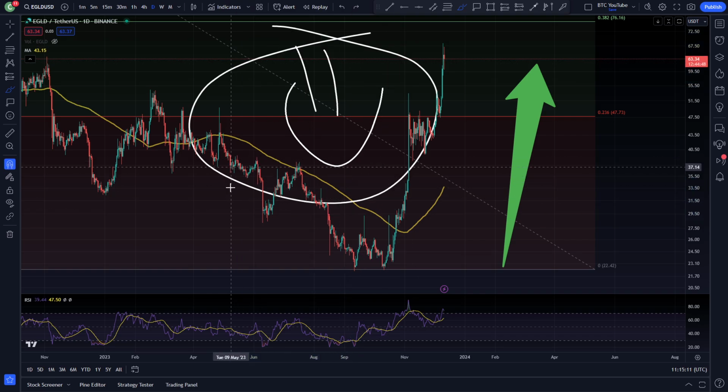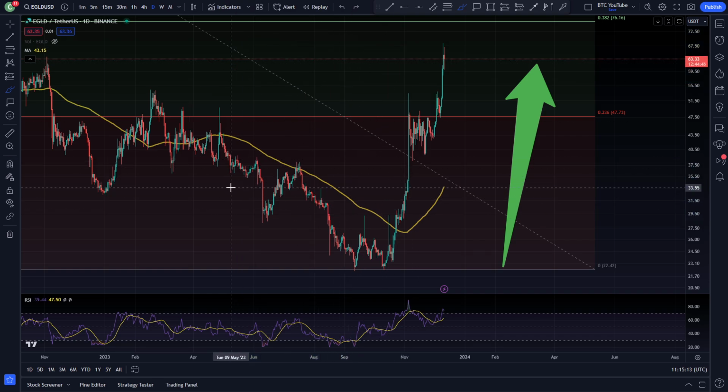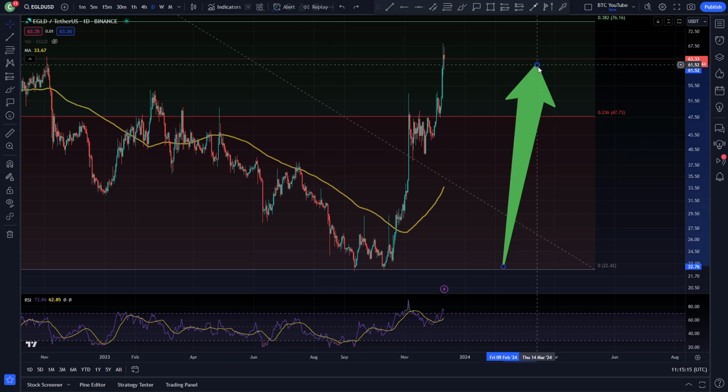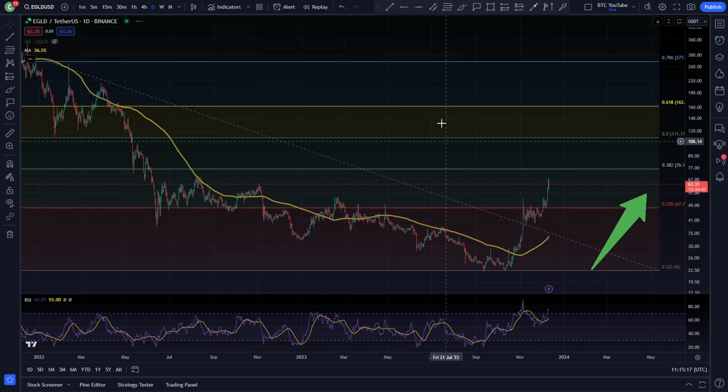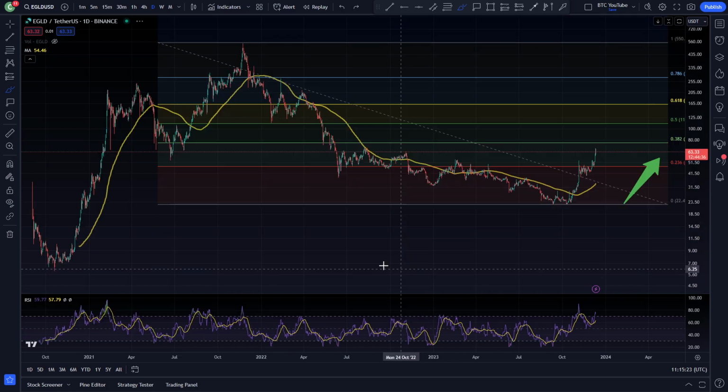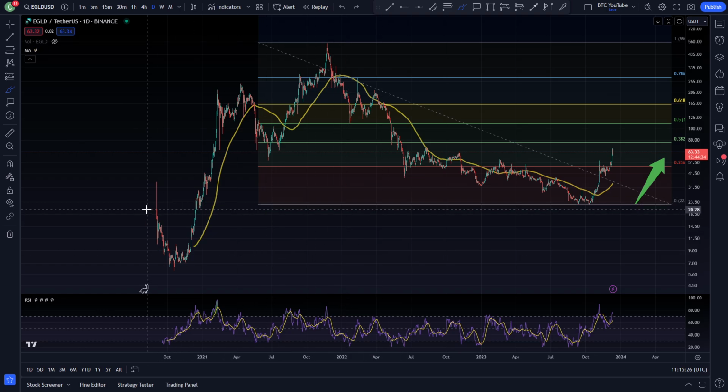And with that being said, we're just going to take a quick look at the daily time frame here for Egld. So as you can see, ever since we came down to this low down here, we've had a massive reaction, haven't we? Getting down to around $22. Really, we were probably coming down into this little area here, weren't we?